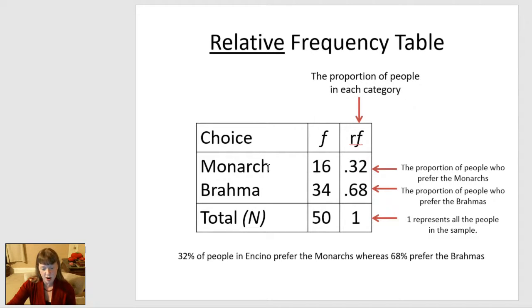16 people chose the monarchs. That would be 32%, or a proportion of 0.32. 34 people chose the Brahmas. That's 68%, or a proportion of 0.68. Total of 50 people, which then would be a proportion of 1, because 1 is all of it and 0 would be none of it in the world of proportions.